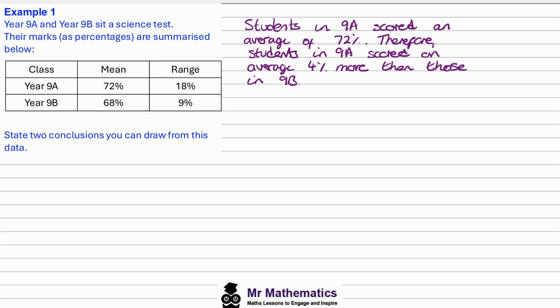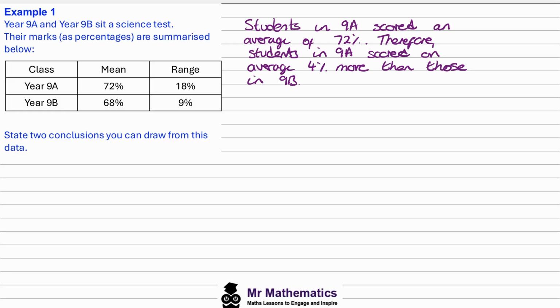So our first conclusion will be that students in 9A scored an average of 72%. Therefore, these students scored an average of 4% more than those in 9B. So that's our first conclusion. The second conclusion is based on a range, and this is about consistency. Because the students in 9A, their range is greater, their results are more spread out. So the students in 9B, whilst they scored on average lower, their performance was more consistent because they've got the smaller range.